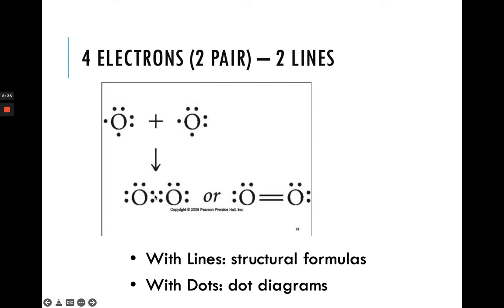Now, since we have 4 in the middle, and each one represents a bond, we put 2 lines to represent 4 electrons. So with the lines, we call them structural formulas. With the dots, we sometimes call them still dot diagrams.